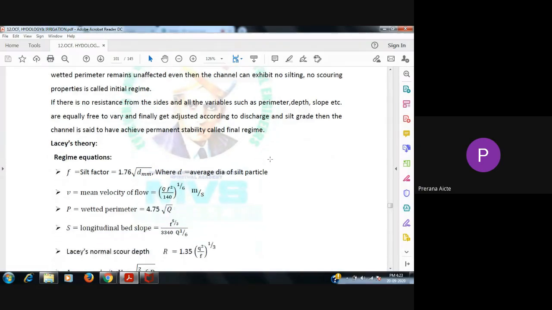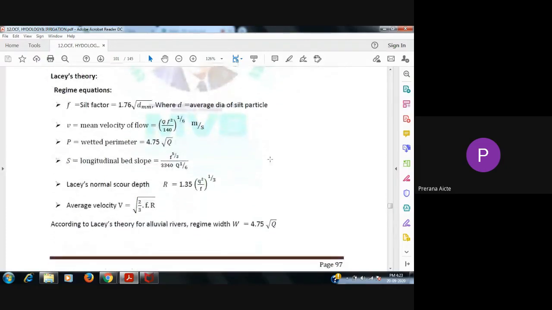So these are the various formulae. You have to remember that. It's also very interesting. So what is f? Lacy takes into consideration the silt factor f, which is equal to 1.76 root d, or in some textbooks root m_r, where d is the mean particle size in mm only. If it is mentioned in other units, you are supposed to convert it to millimeters. Then only this formula is applicable. f equal to 1.76 root d, with d equal to the mean particle size in mm only.